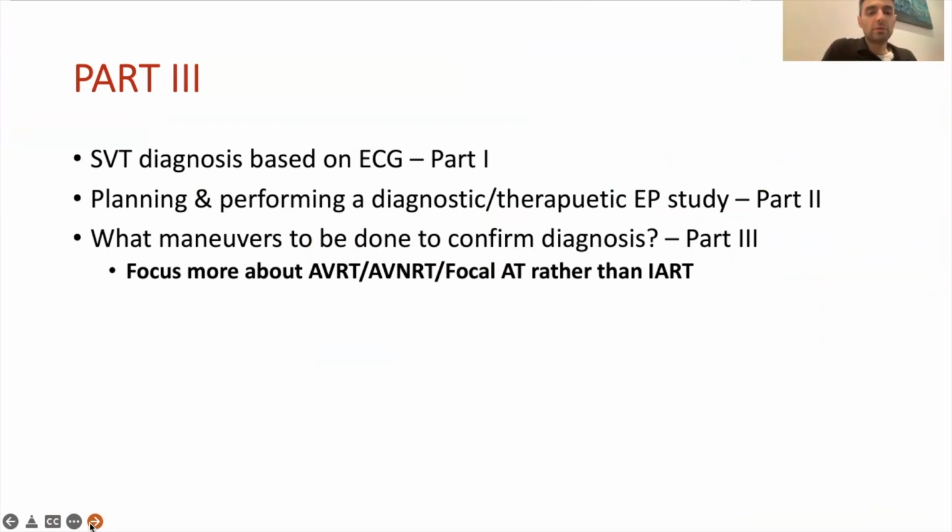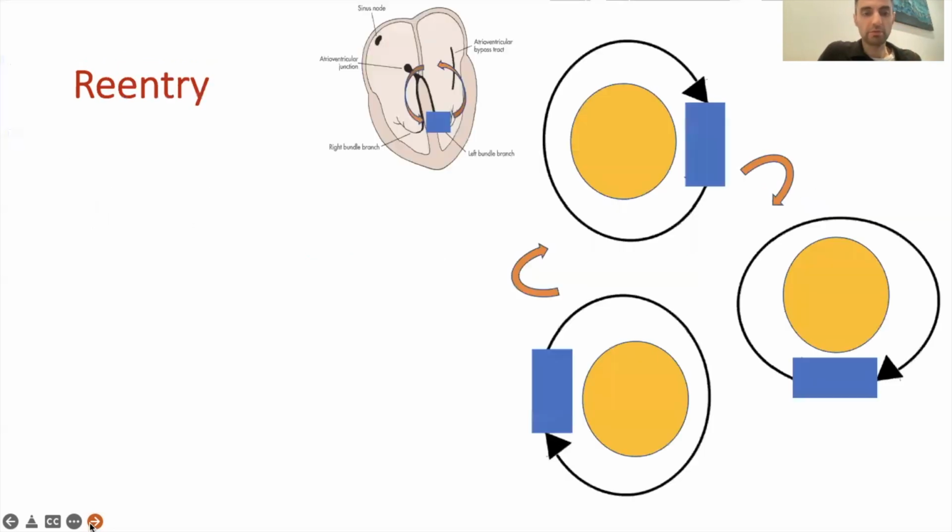And today we will be talking about maneuvers to be done to confirm a specific diagnosis in the EP lab, focusing more on AVRT, AVNRT, and focal atrial tachycardia rather than intra-atrial tachycardia. I have so many slides today, so I will be subdividing today's talk into 2 parts, okay?